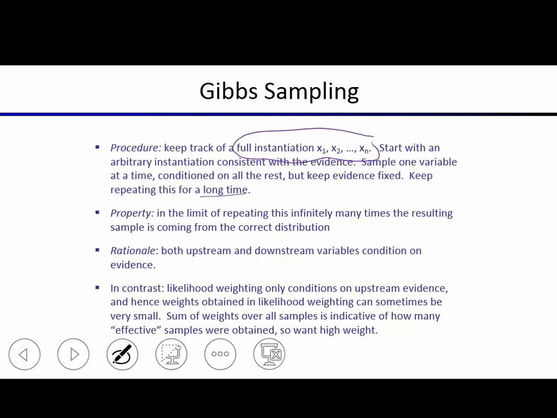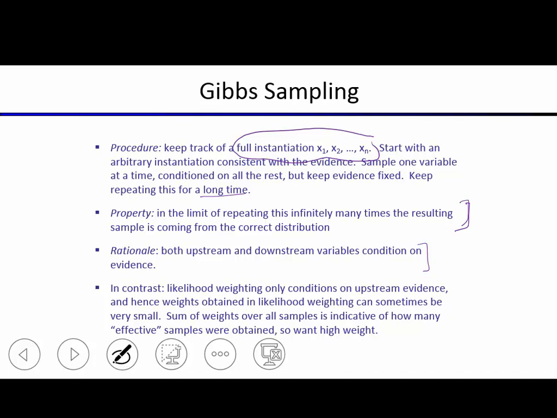A property of this procedure is that in the limit, if you do this infinitely many times, the resulting sample will be coming from the correct distribution, under some technical assumptions that we won't get into. But for a reasonably behaved Bayes net, this will result in a sample from the correct distribution. The rationale for this is that whenever we draw a variable, we're conditioning on all other variables, so we're conditioning on all evidence, as well as what the other variables happen to be right now.